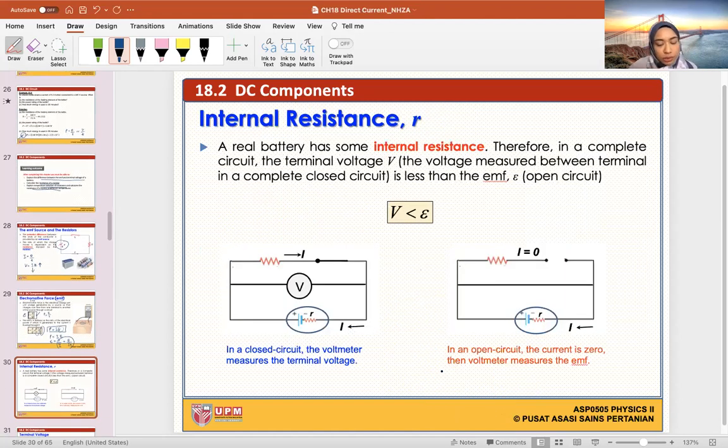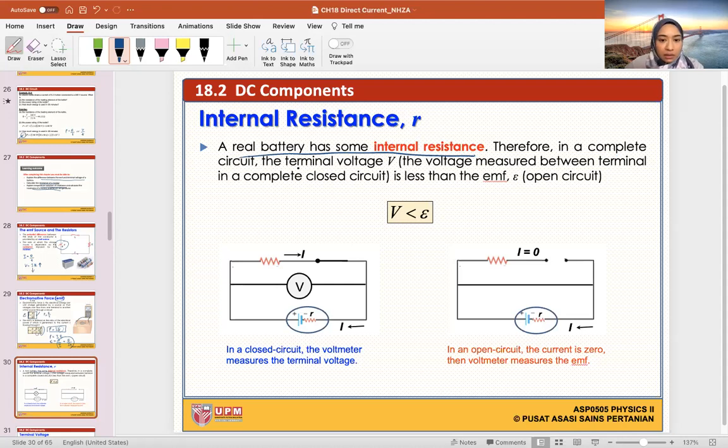Okay, internal resistance. We talked about internal resistance for components just now, such as the heating element and the bulb. Even though they provide the function of lighting up the room or giving heat, they also have internal resistance. A battery also has this, because a battery is also a component. This is a little bit of a weird concept to grasp, because we always assume a battery is just a source. How can it have internal resistance? But actually it has. A real battery has some internal resistance.